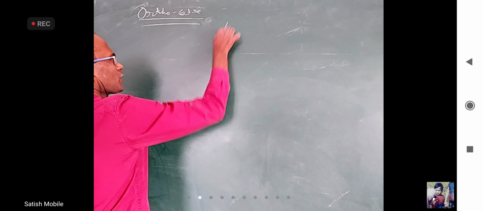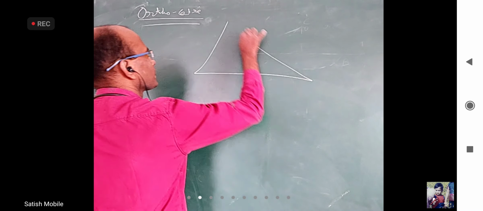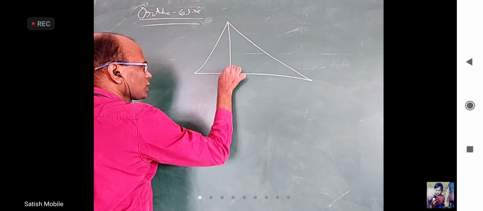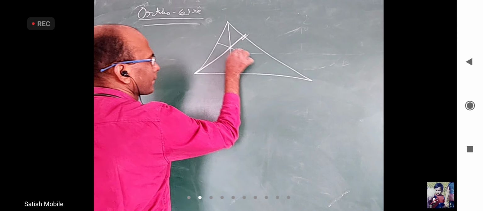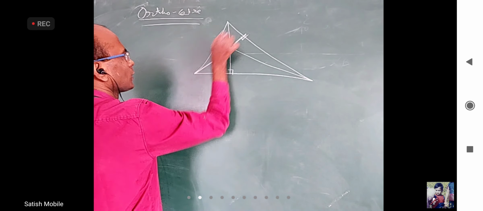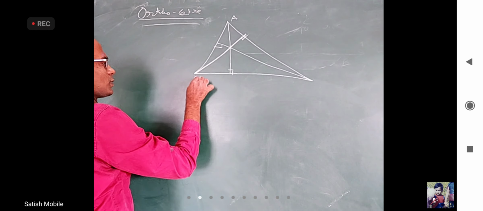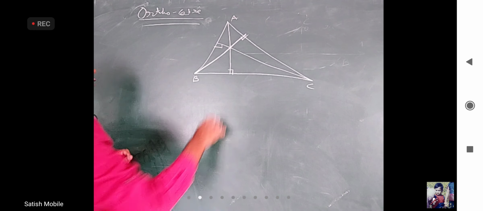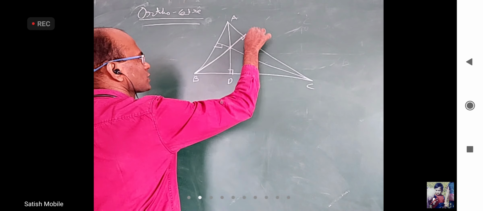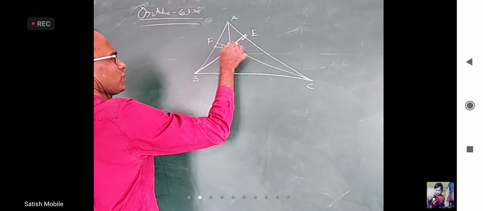You take an acute angle triangle and draw 3 altitudes. This is A, this is B, this is C. I want to call this D, this E, and this F, and this is the orthocenter O.